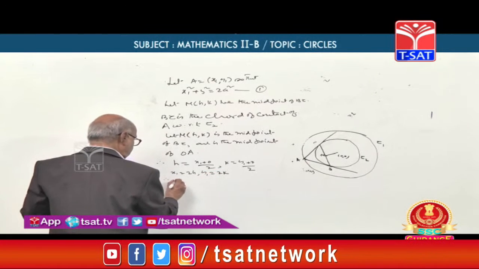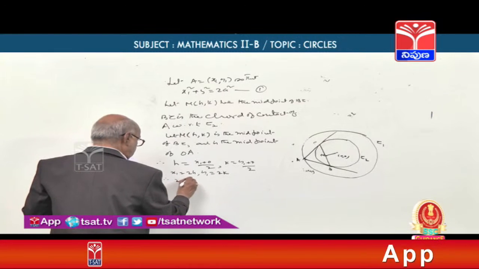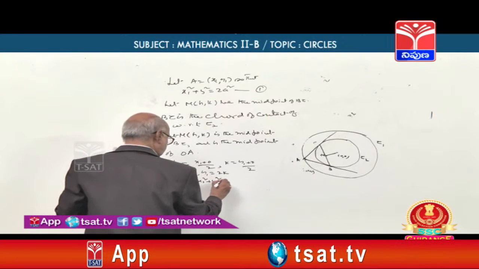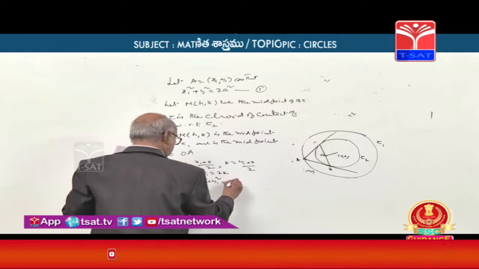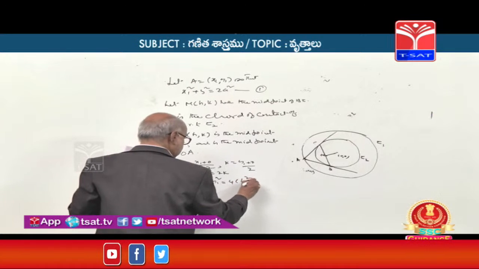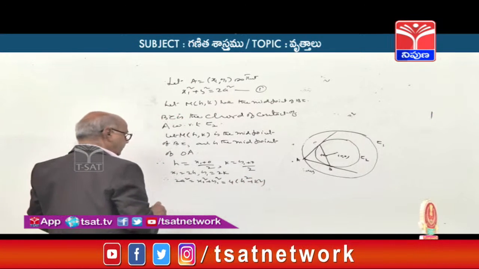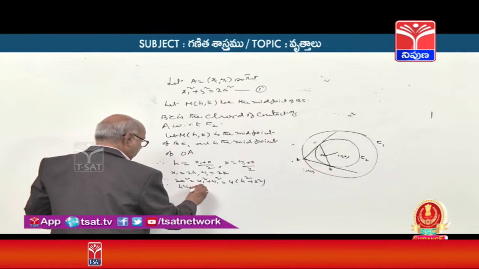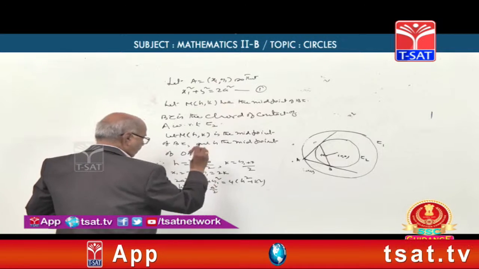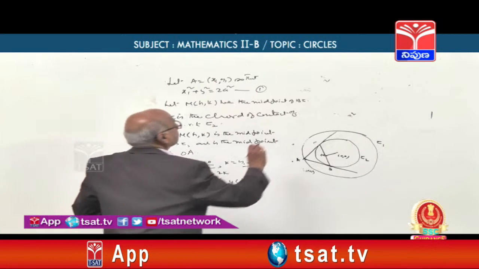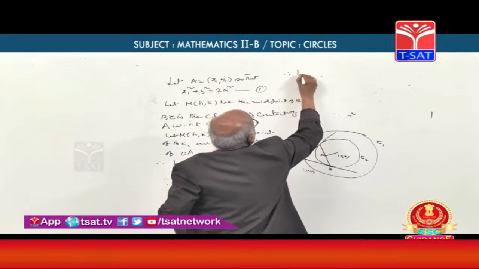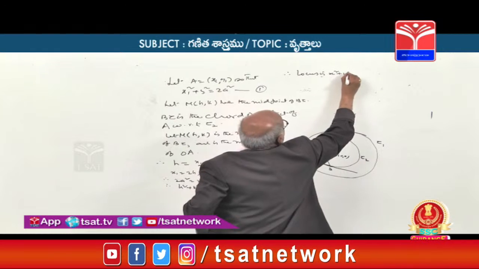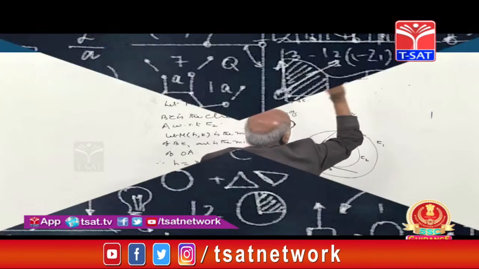So, therefore, we know that 2a square is equal to x1 square plus y1 square, and that is 4 into h square plus k square. So, therefore, h square plus k square is equal to a square by 2. Therefore, the locus is x square plus y square is equal to a square by 2.